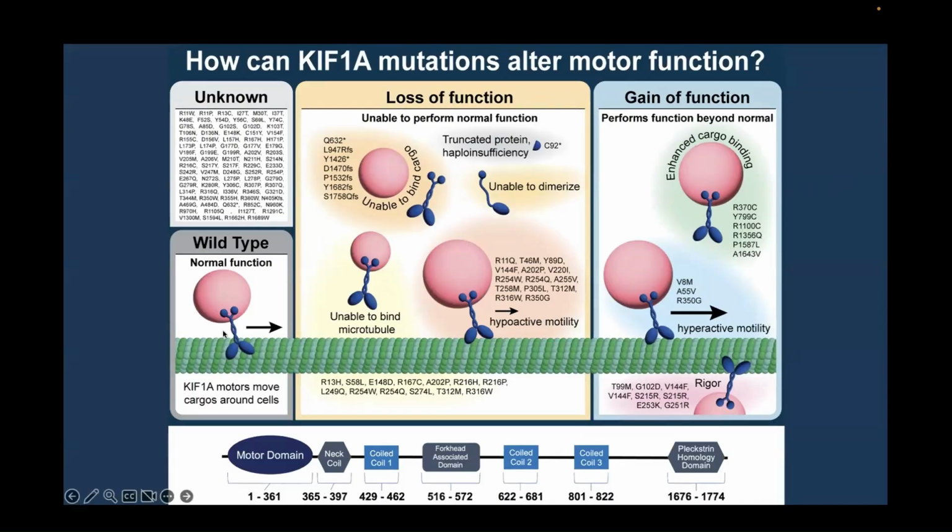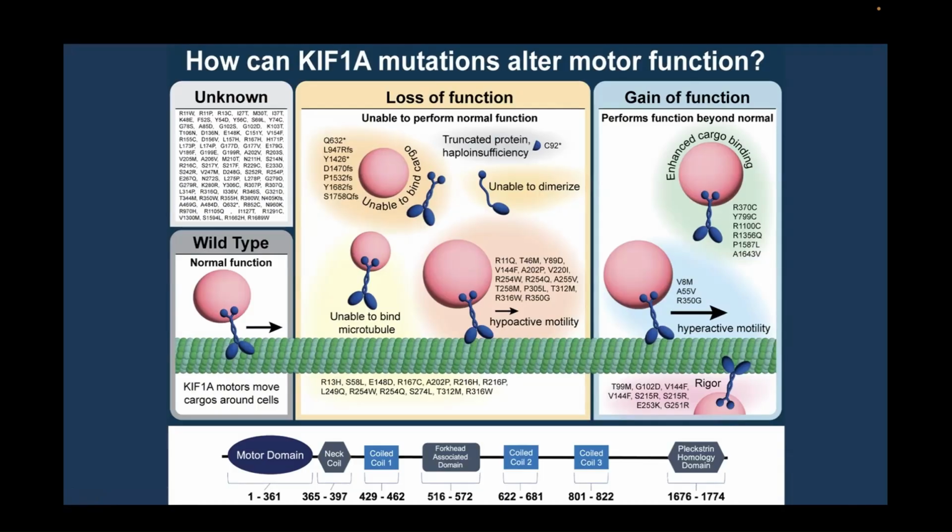So as I introduced earlier, KIF1A normally walks along the microtubule to distribute cargoes throughout the cell, but there are all different types of ways that that can be disrupted. It could be not able to bind its cargo. It could be not able to bind the microtubule. It could bind the microtubule but walk too slow. It could bind the microtubule but walk too fast. There are all these different categories of ways to disrupt the function.